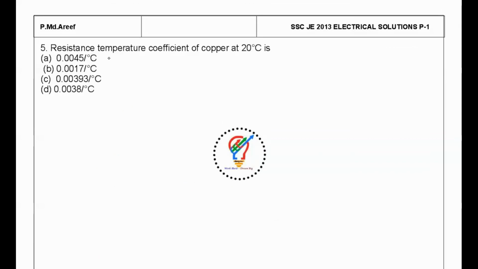Next question. The resistance temperature coefficient of copper at 20 degrees Celsius is 0.00393 per degrees Celsius. So C is the answer.